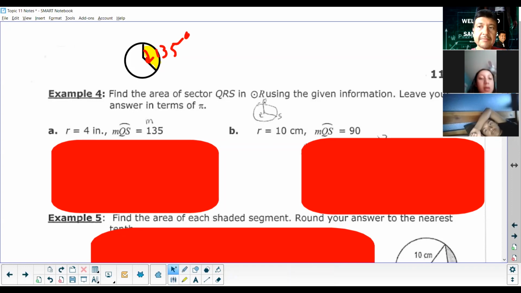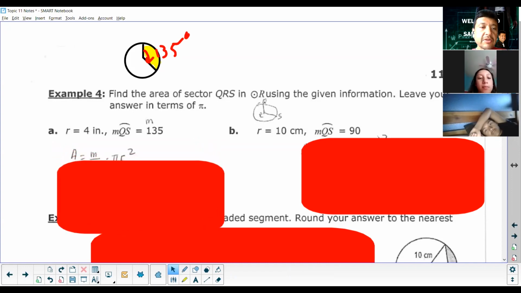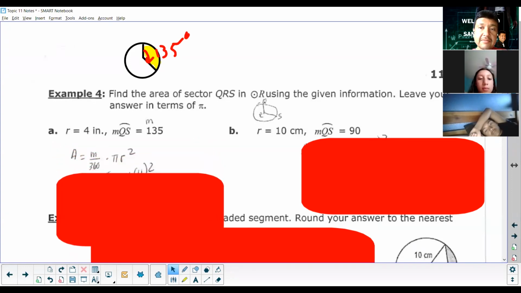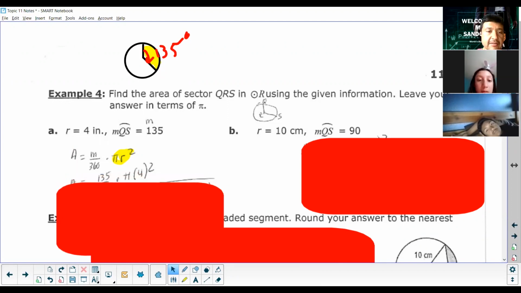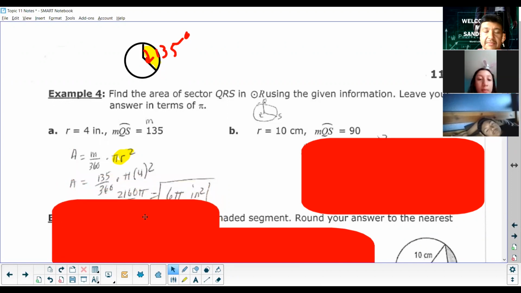Well, you do 135 divided by what? 4? No, 135 divided by 360. Remember, this is M, the measurement that's there, the piece that I'm looking for. So I'll do 135 divided by 360. Still have my equation for circle right here because we're only going to find part of the circle. So what's going to go for R inside? 4. Yes. So we're going to have 135 divided by 360 times pi 4 squared.